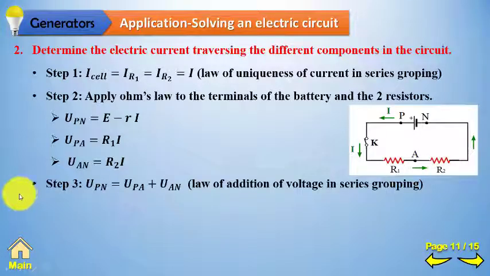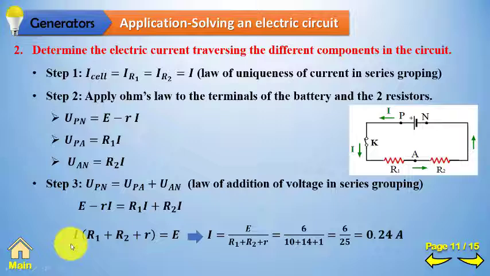Then we need to apply the law of addition of voltage in series grouping, which gives you UPN is equal to UPA plus UAN. Substituting these voltages by the previous equations gives you E minus rI is equal to R1I plus R2I. You need now to gather the current at one side. Then I into R1 plus R2 plus r is equal to E, which implies that I is equal to E divided by R1 plus R2 plus r. Substituting these factors by their values gives you that the intensity of the current traversing the circuit is 0.24 ampere.